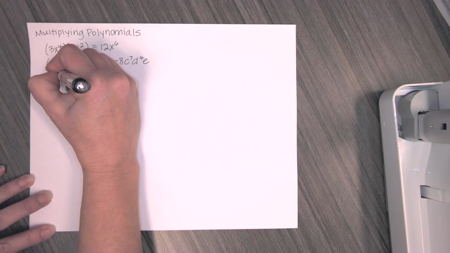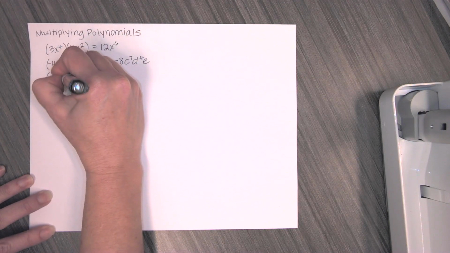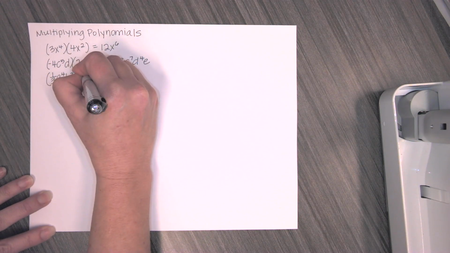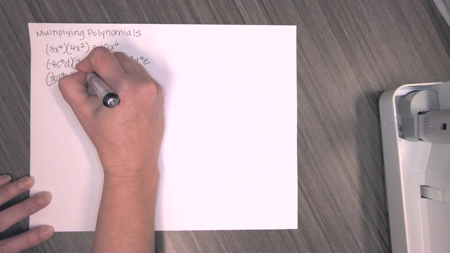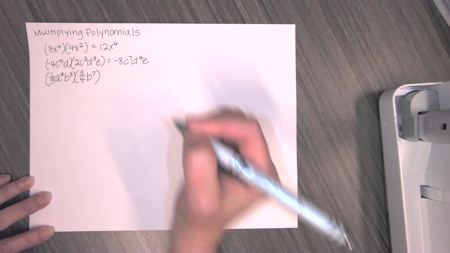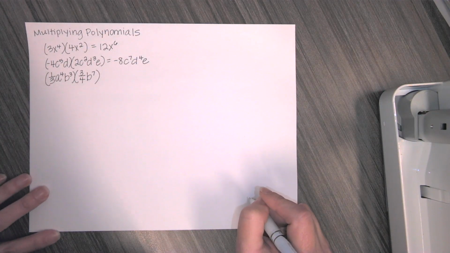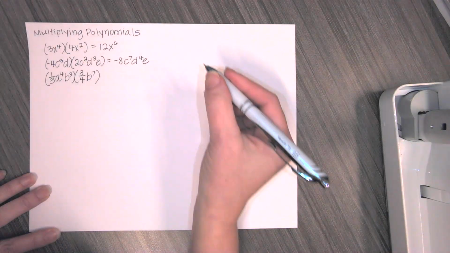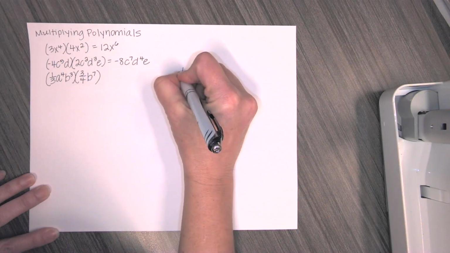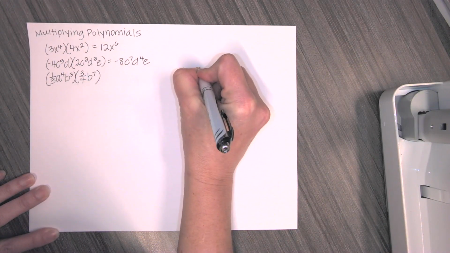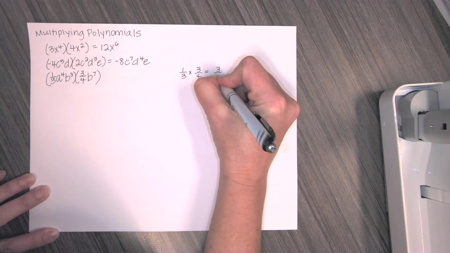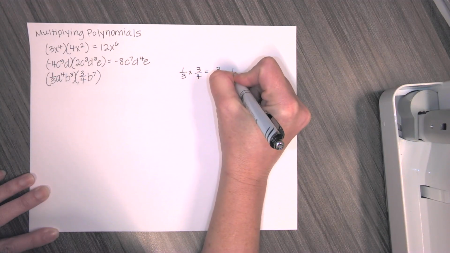Again, this is another example of a monomial times a monomial. This one's got some fraction coefficients. You don't do it any differently. You're still going to multiply those coefficients together. 1/3 times 3/4 gives you 3/12, which reduces to 1/4.